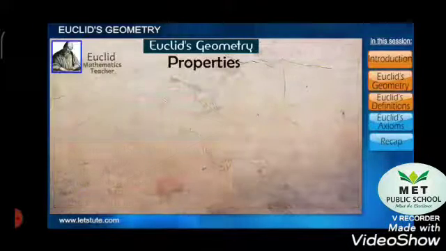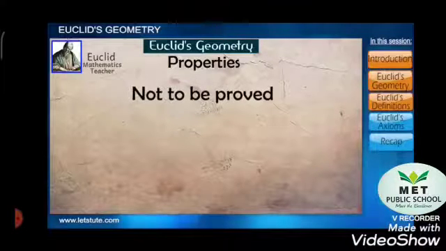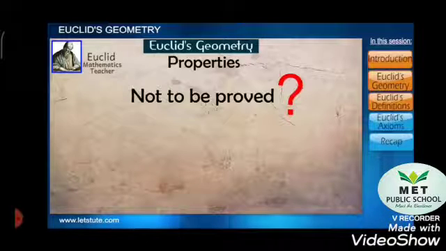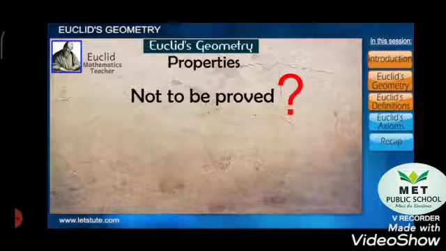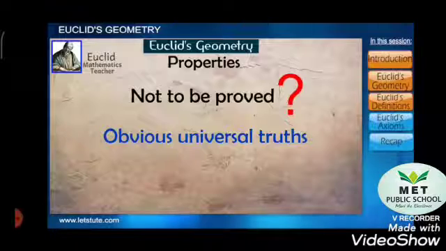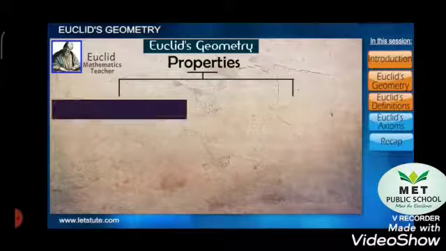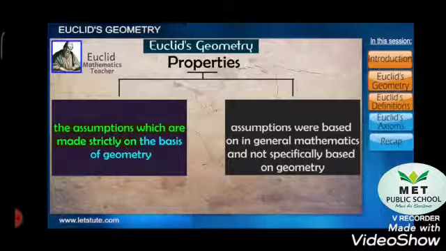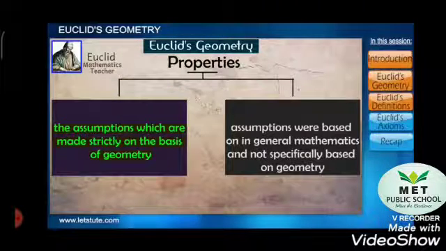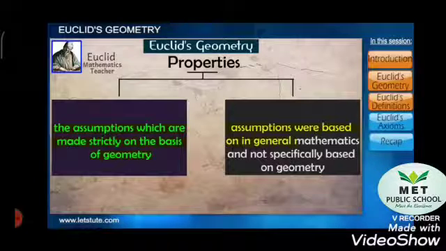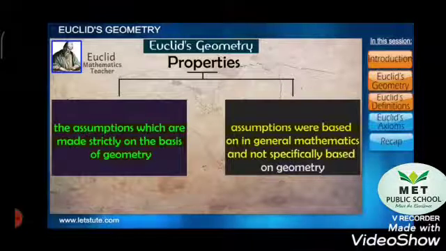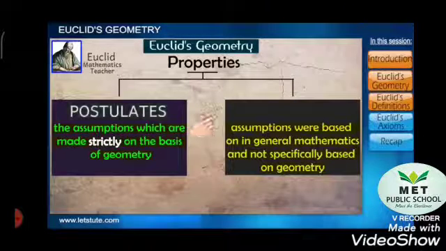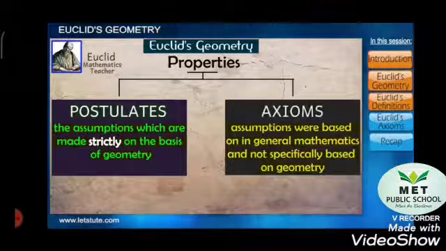Euclid also assumed some properties which were not to be proved. Not to be proved? That means they do not require any proof because they were obviously universal truths. He divided these properties into 2 different types: assumptions which are made strictly for geometry and assumptions which are based on general mathematics. Assumptions made strictly for geometry are called postulates, and assumptions common to all branches of mathematics are called axioms.